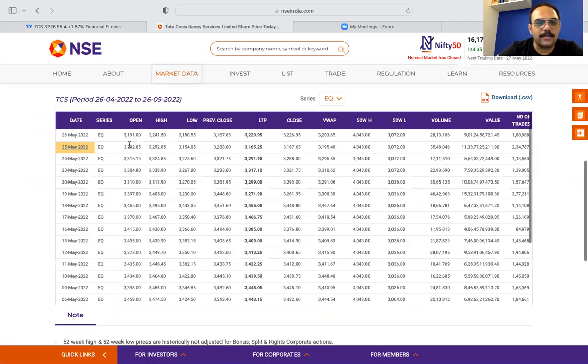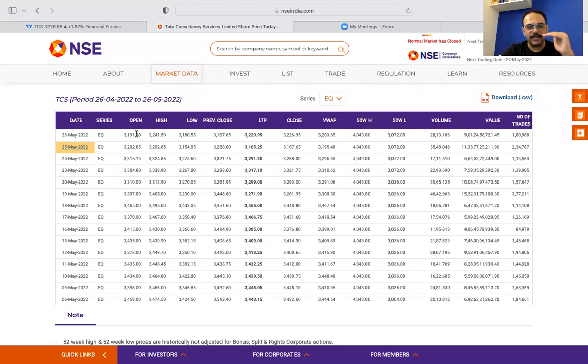Let's look at the data. Open was 3191. So in the morning at 9:15, TCS started trading at 3191. It went till 3241.50. First things first, it started at 3191. It closed at 3226.95. Everyone okay with these two prices?